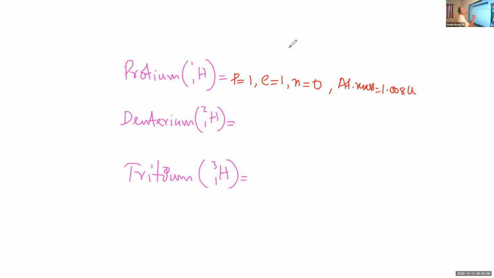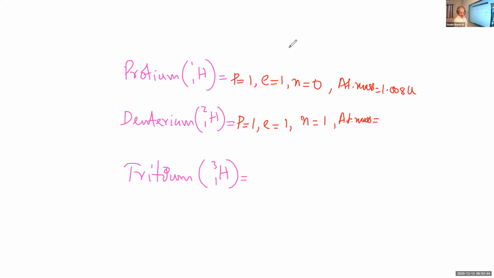Deuterium, or heavy hydrogen. Here proton is equal to 1, electron is equal to 1. Then neutron is equal to 2 minus 1, which is 1. And atomic mass: say 1 proton and 1 neutron. Proton is 1, neutron also is approximately 1.